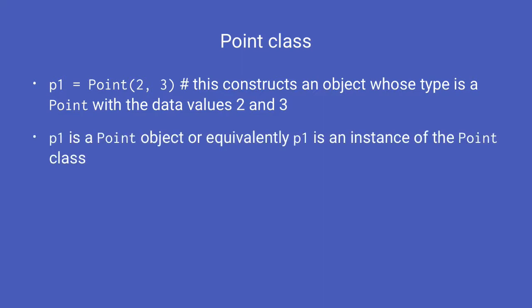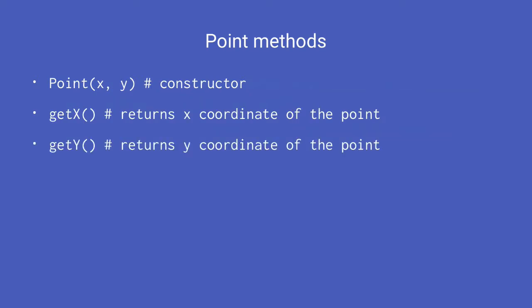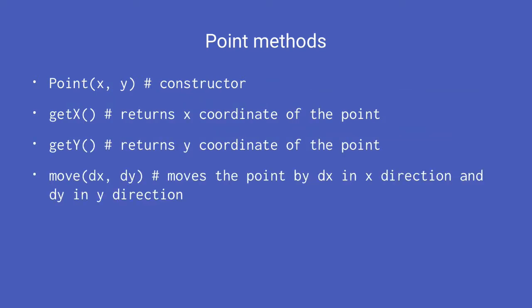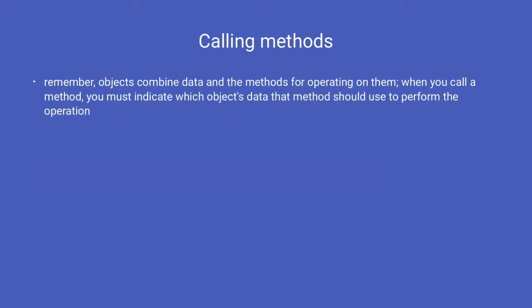Now p1 is a point object, or we can say p1 is an instance of the point class. Here is a description of some of the point methods. We have the constructor, methods for returning the x and y coordinates, a method for moving the point by a specified amount, and a method for making the clone or a copy of the point.